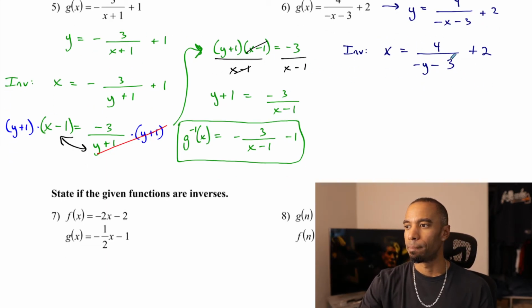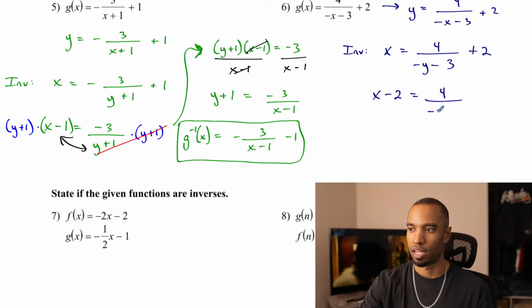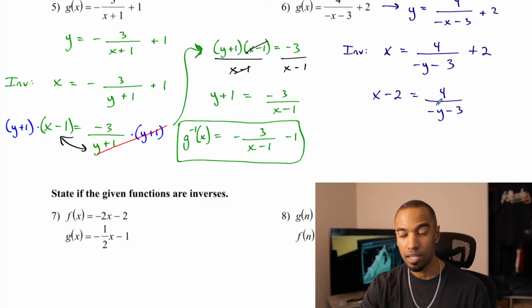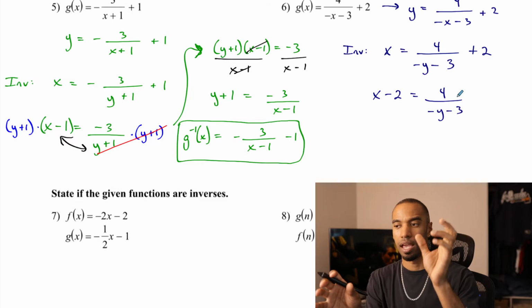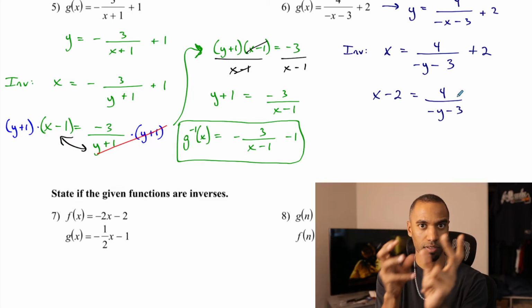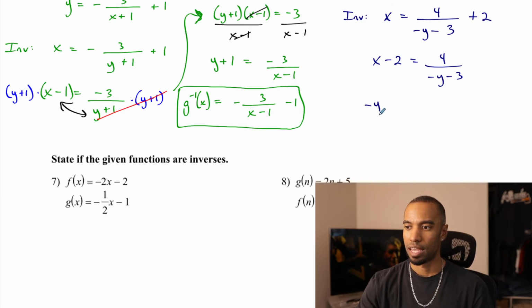Anyway, so right here, I want to subtract 2 from both sides. I get x minus 2 equals 4 over -y minus 3. If you trust me, I did just mention that in this scenario, if I multiply both sides by -y minus 3 and divide both sides by x minus 2, effectively, they do swap places. So I will have -y minus 3 equals 4 over x minus 2. There's just the math on that one.